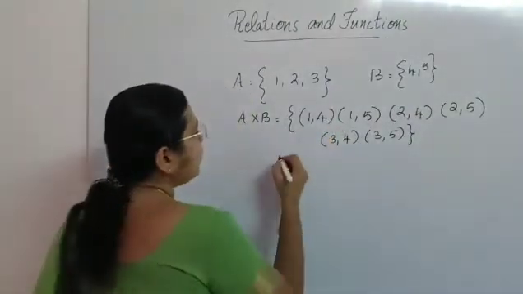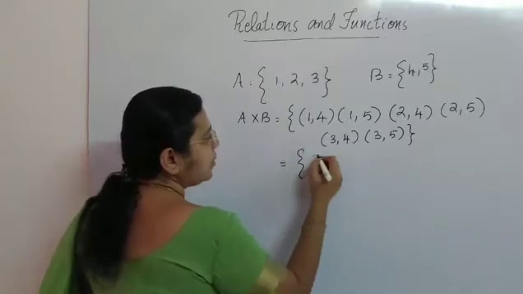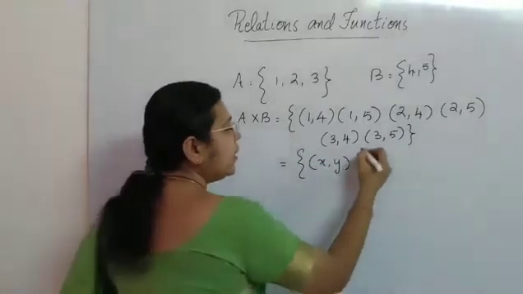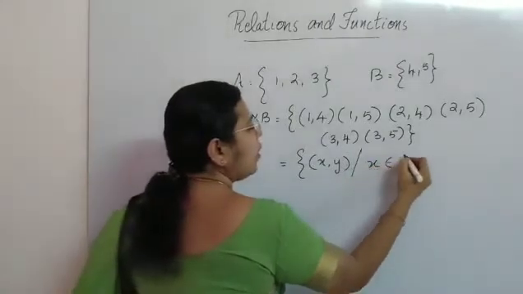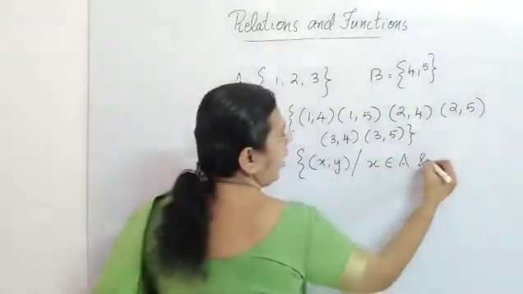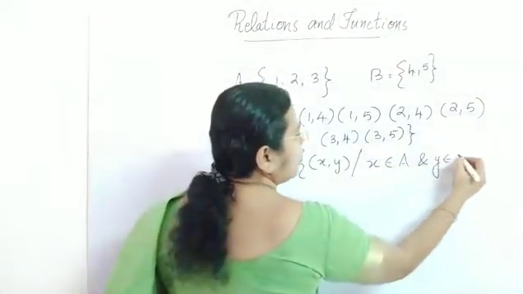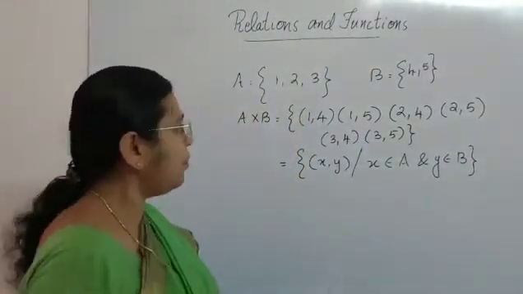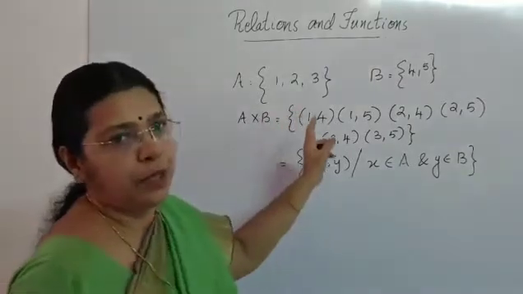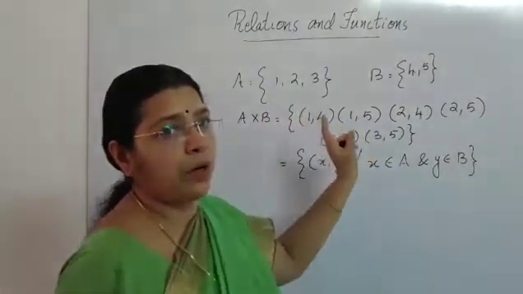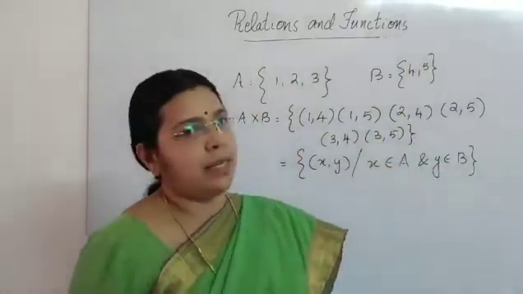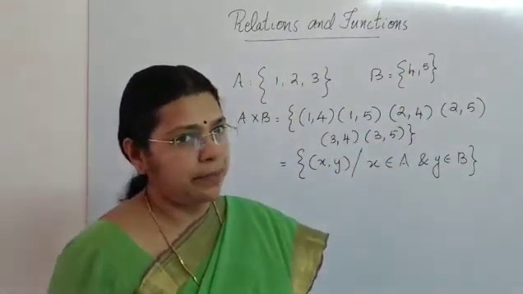Or in set builder form, I can write it as the set of all ordered pairs (x, y) such that x belongs to set A and y belongs to set B. So this is the set builder form for A cross B, or the Cartesian product from set A to set B. I hope it is clear.